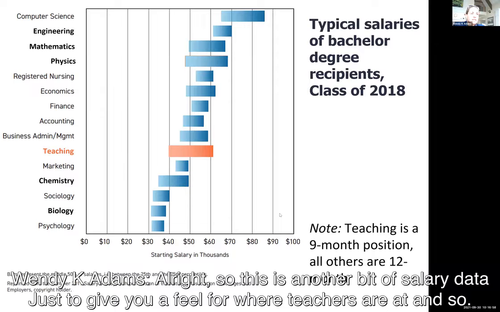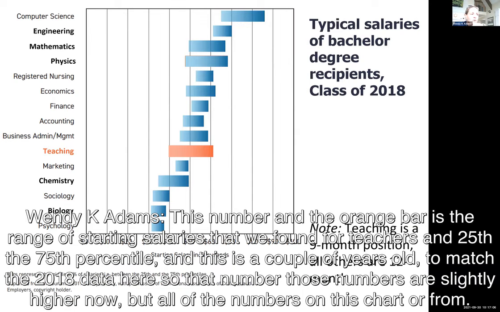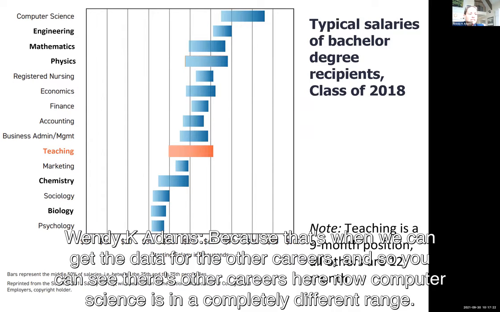All right, so this is another bit of salary data just to give you a feel for where teachers are at. And so this number in the orange bar is the range of starting salaries that we found for teachers, again, 25th to 75th percentile. And this is a couple of years old to match the 2018 data here. So those numbers are slightly higher now, but all of the numbers on this chart are from 2018 because that's when we can get the data for the other careers.